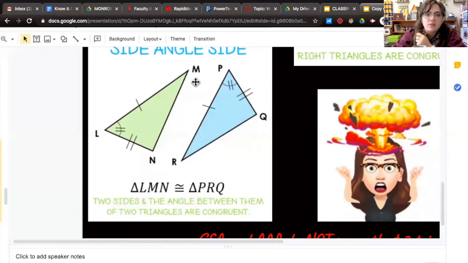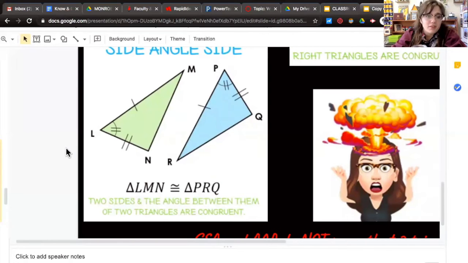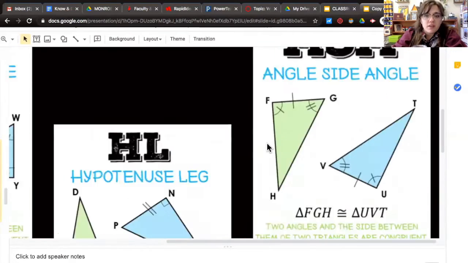So when you see an angle or a side sandwiched between 2 angles on 2 different triangles that are given the same data, same information, they are congruent. I know this is tough stuff, y'all.